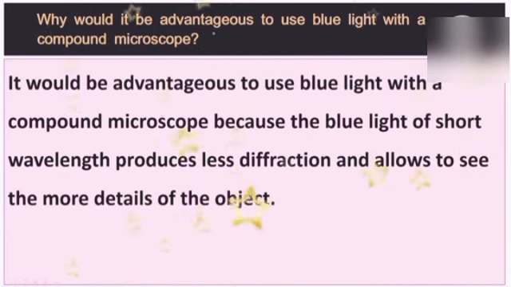Why would it be advantageous to use blue light with a compound microscope? It would be advantageous to use blue light with a compound microscope because the blue light of short wavelength produces less diffraction and allows us to see more details of the object.